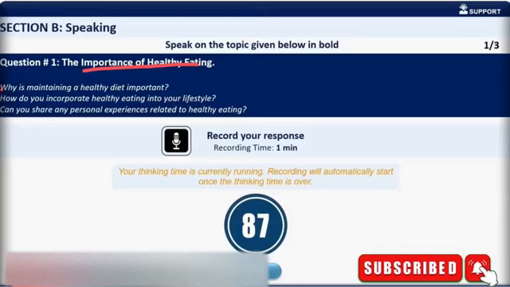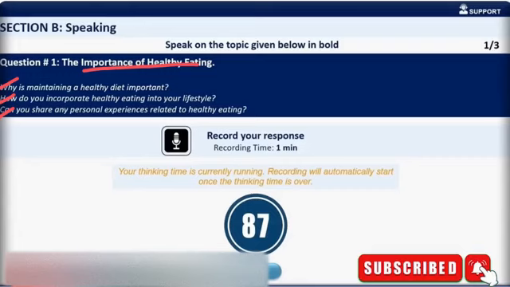The points that we are given are in terms of questions: Why is maintaining a healthy diet important? How do you incorporate healthy eating into your lifestyle? Can you share any personal experiences related to healthy eating? So you can think about it in the 90 seconds, and then once 90 seconds are over, you need to speak about it in the next 60 seconds. Okay, so let's speak about it.